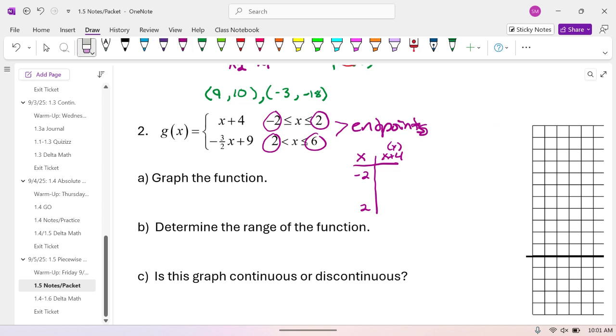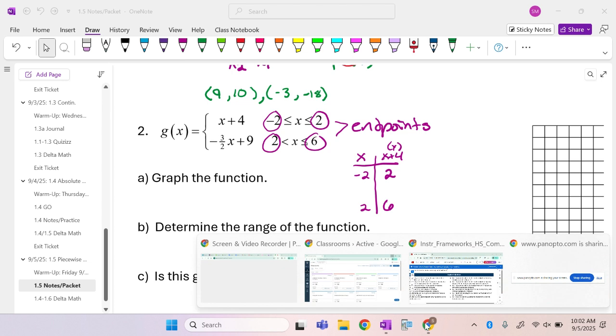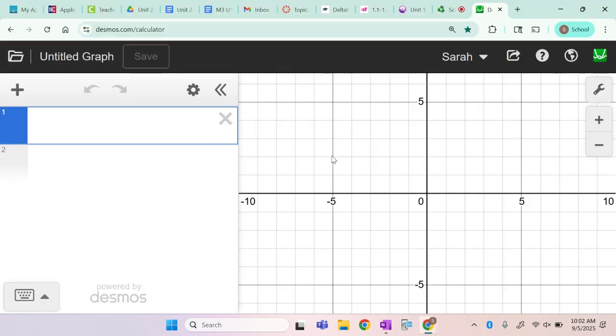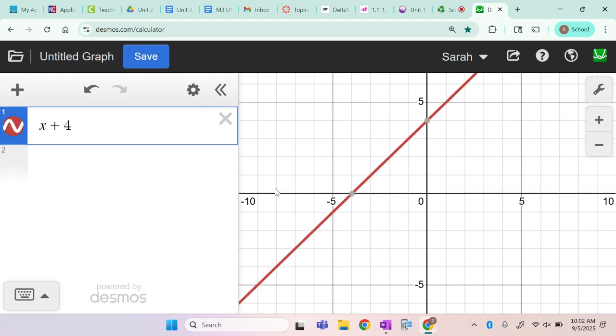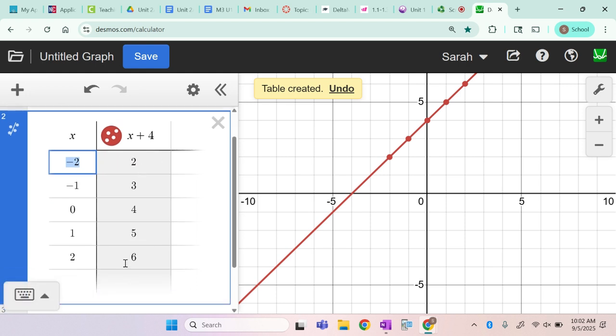Now, you can do this by hand or you can put it into Desmos. Either way. So if you did it by hand, all you would do is just plug it in for x respectively. So negative 2, you'd have negative 2 plus 4, which is 2. And then what's 2 plus 4? 6. The other way you could have done it is you could have used Desmos. So if I open Desmos up, you can just type in the function and then generate the table. So negative 2 is 2, and then 2 is 6.